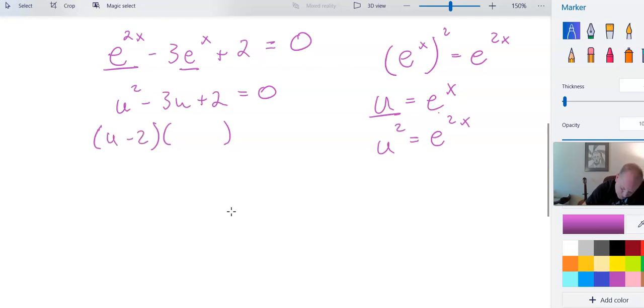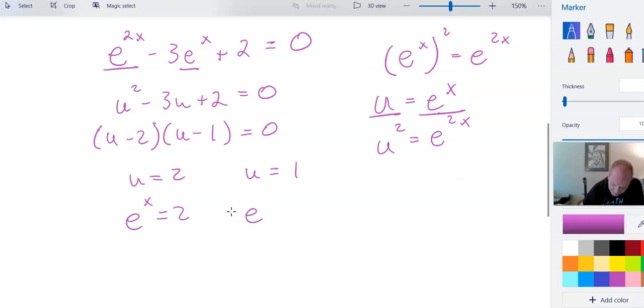(u - 2)(u - 1) = 0. And jumping through the steps here, I end up with u = 2, and I end up with u = 1. Okay, well, we're not solving for u, we're solving for x. So what we do is we make our substitution back. u is e^x. So that means that e^x = 2, or e^x = 1.